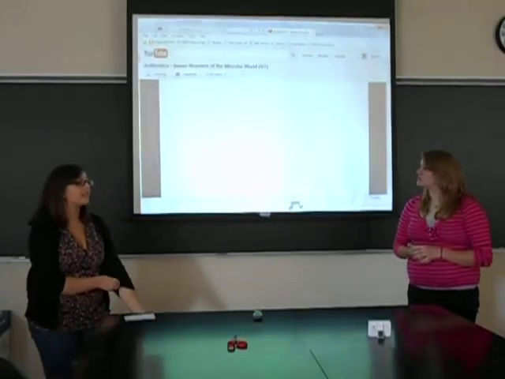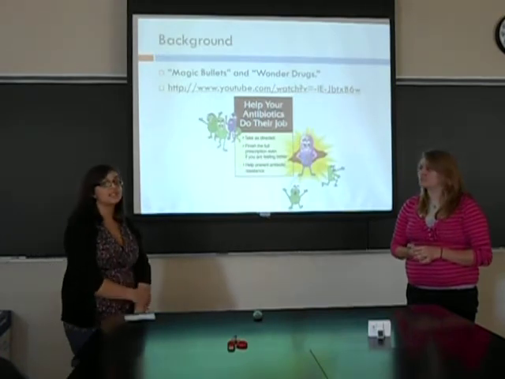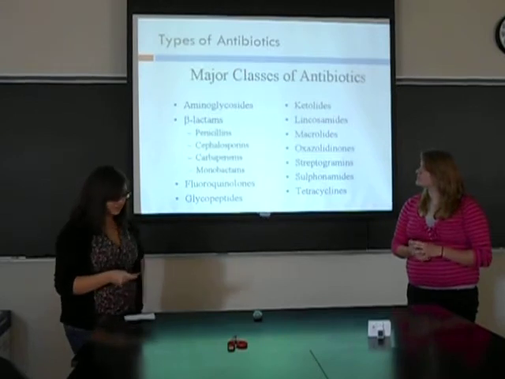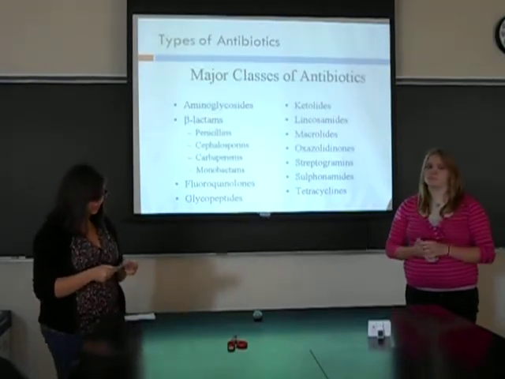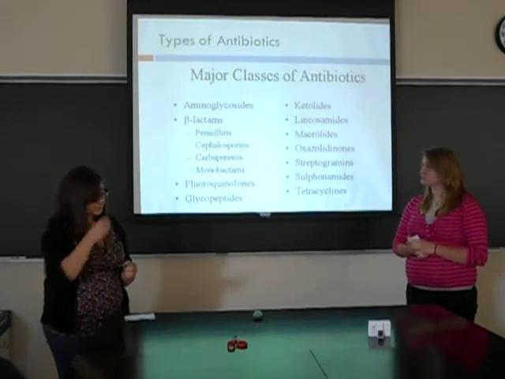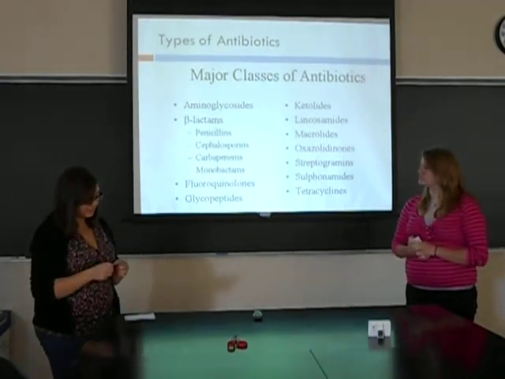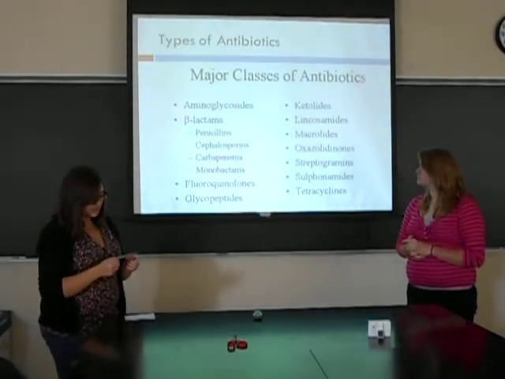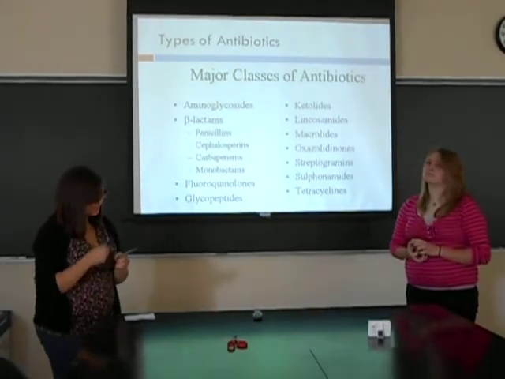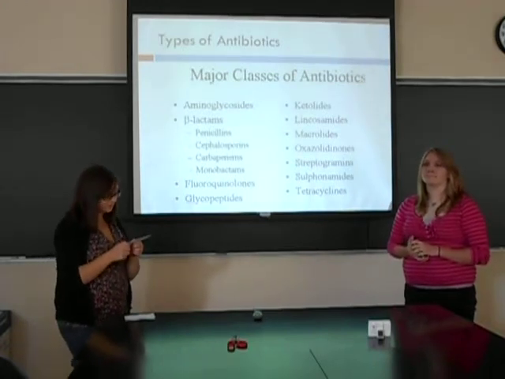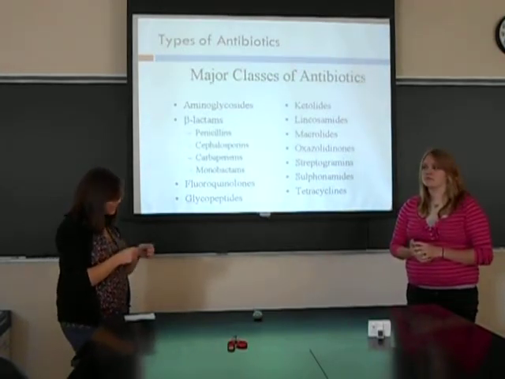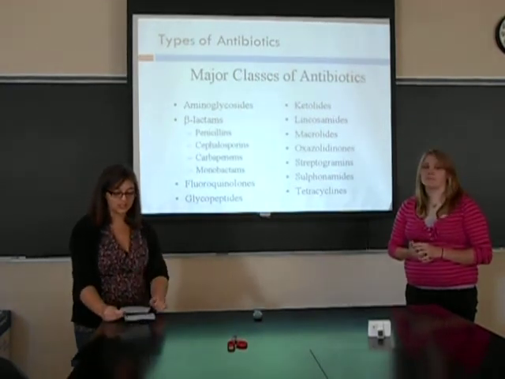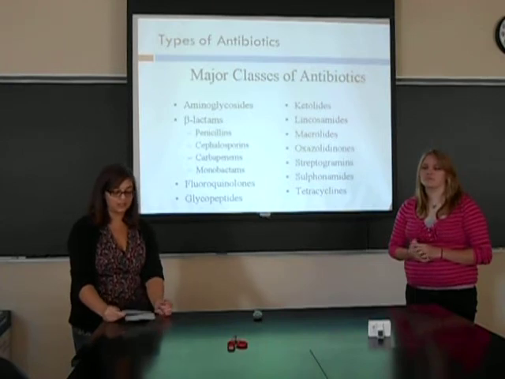So that was just kind of a background on antibiotic resistance. These are the major classes of antibiotics. They're aminoglycosides, beta-lactams, fluoroquinolones, glycopeptides, ketolides, lincosamides, macrolides, oxazolidinones, streptogramins, sulfonamides, and tetracyclines. As you can see, there are many types of antibiotics, meaning that there are many chances for superbugs or antibiotic-resistant bacteria to form.